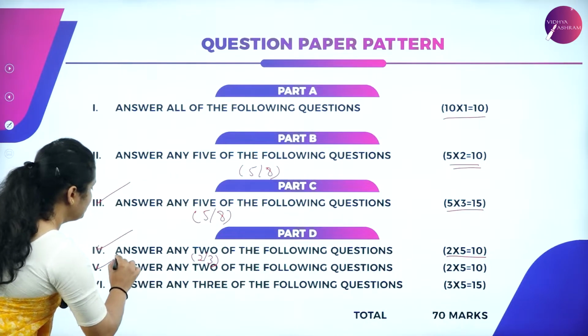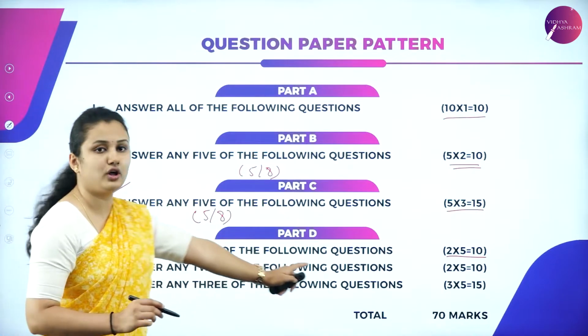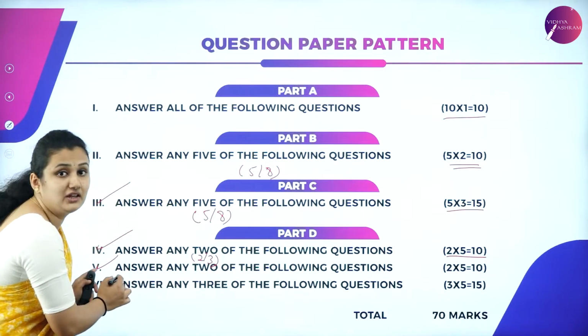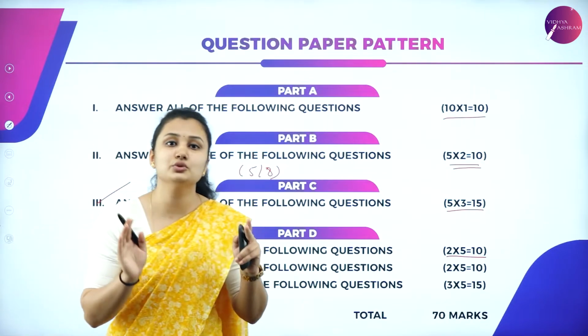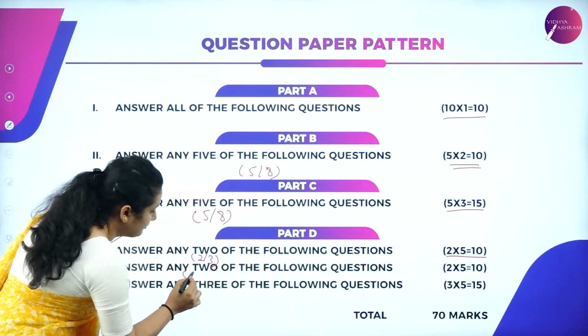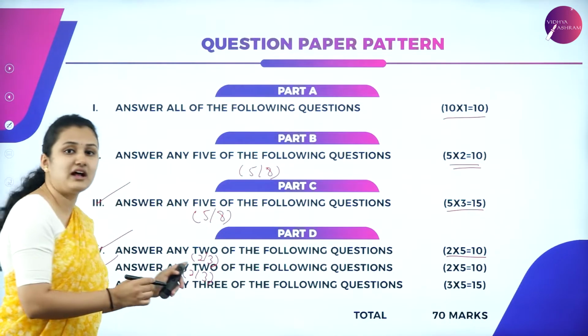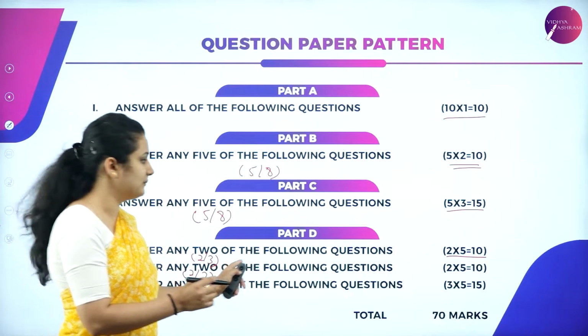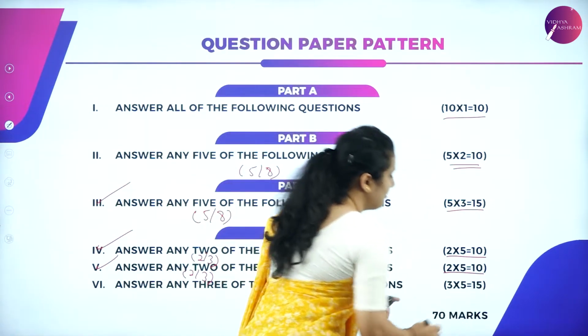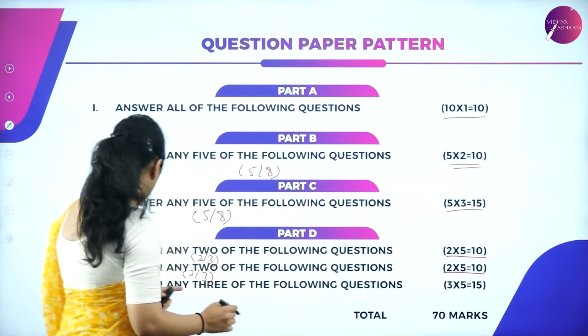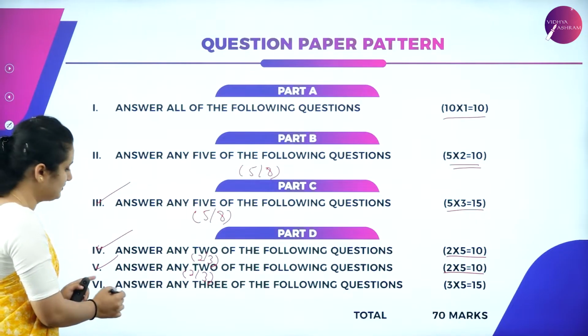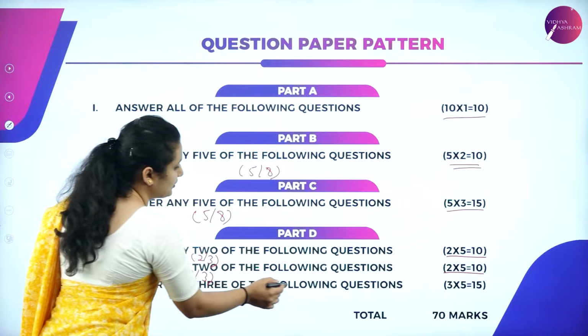So next, the 5th one is answer any 2 of the following questions. This 5th main will be from your part 2 textbook. You'll have 3 questions wherein you'll be answering any 2 among the 3, which is for 5 marks, 2 into 5 is 10 again. Last is the sixth main. Sixth main, answer any 3 of the following questions.